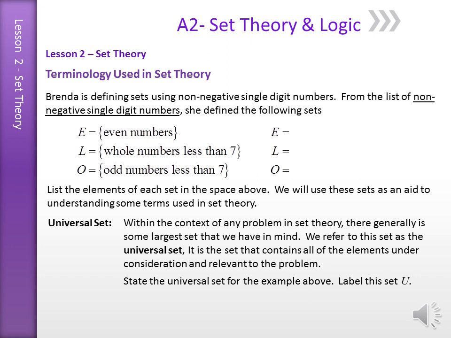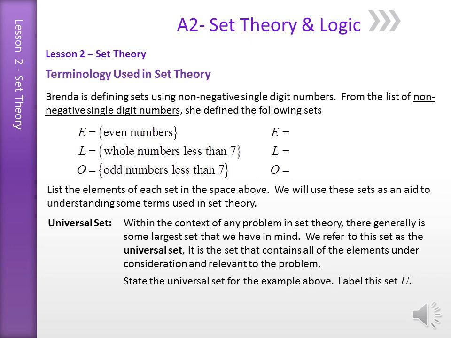E is the even numbers. L is the whole numbers less than 7. And O is the odd numbers less than 7. List the elements of each set in the space above, and we will use these sets as an aid to understanding some of the terms that we use in set theory.